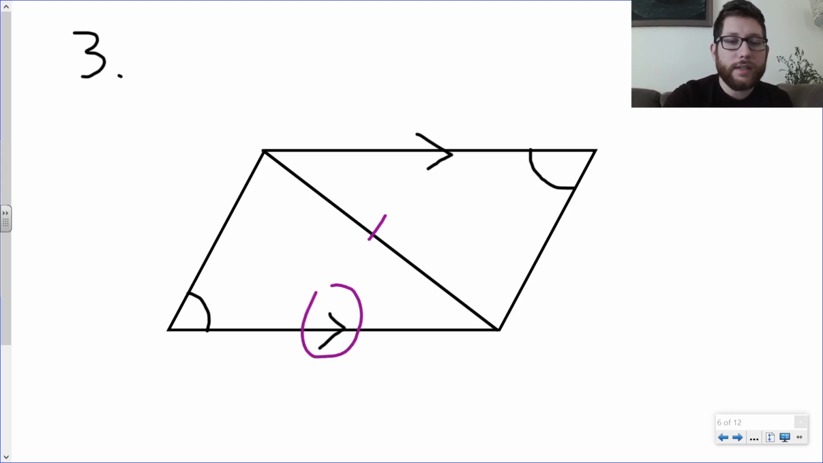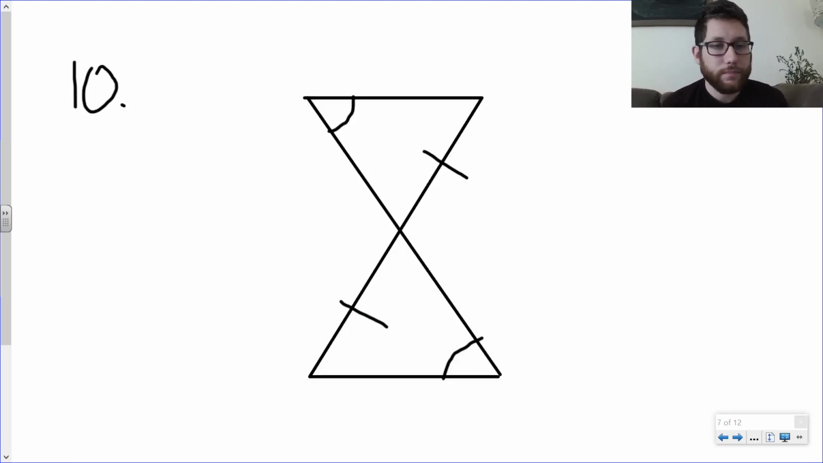This arrow doesn't tell me it's the same length as the other side, it just tells me they're parallel. Parallel lines do not mean they're the same length, it just means they're going in the same direction. So we can't count this side, we can count this angle and this side, and then the alternate interior angle. So that's where we're getting angle, angle, side here from.